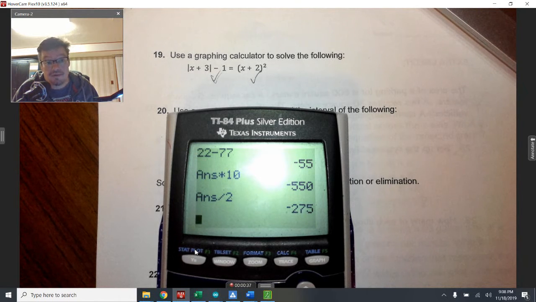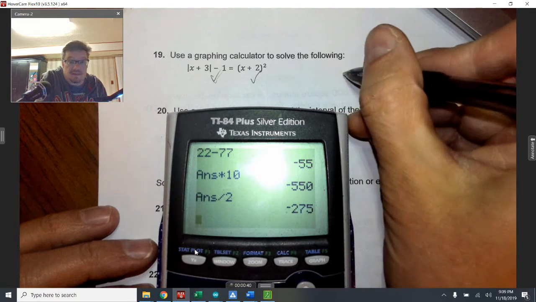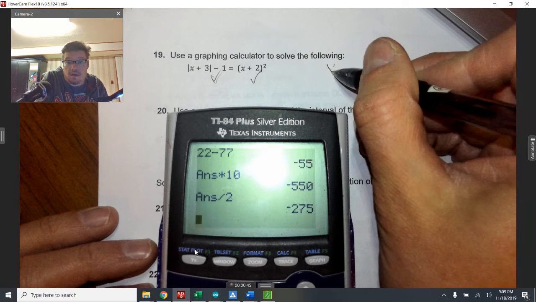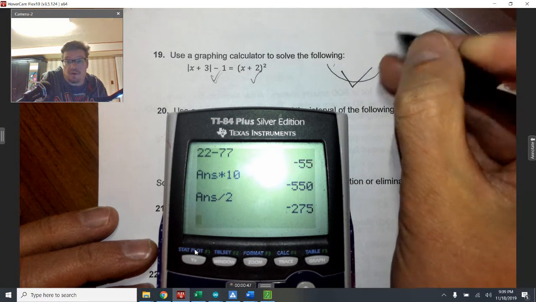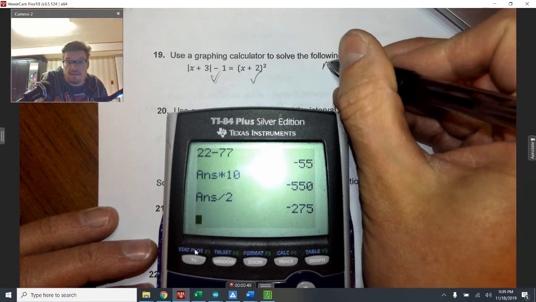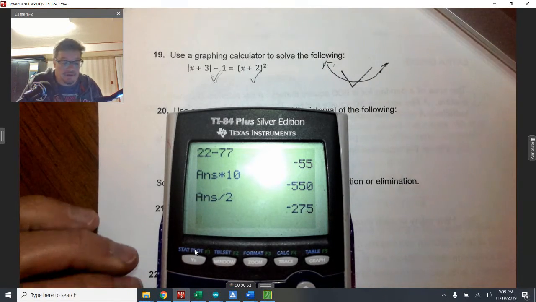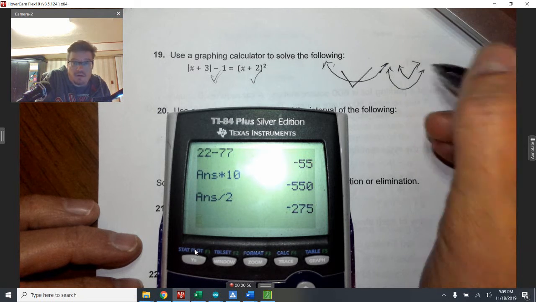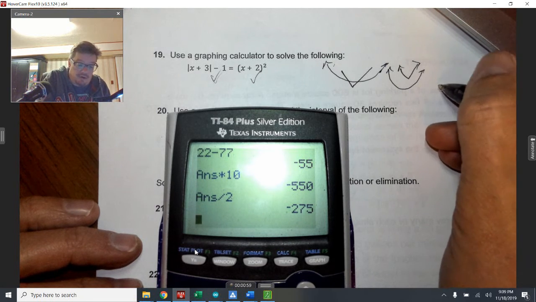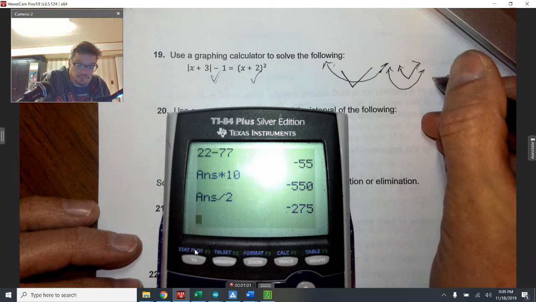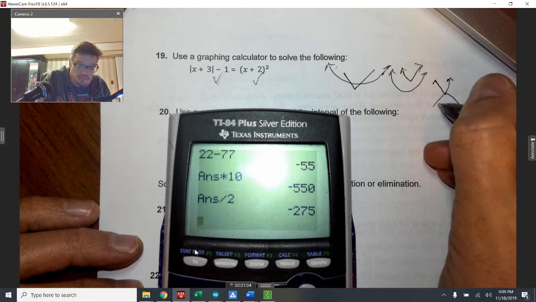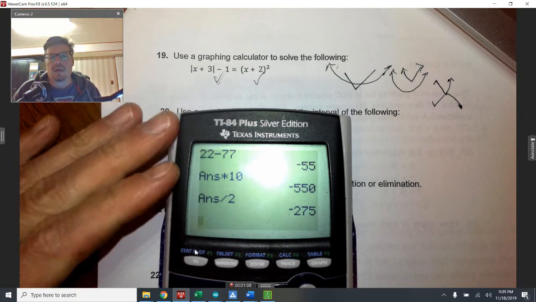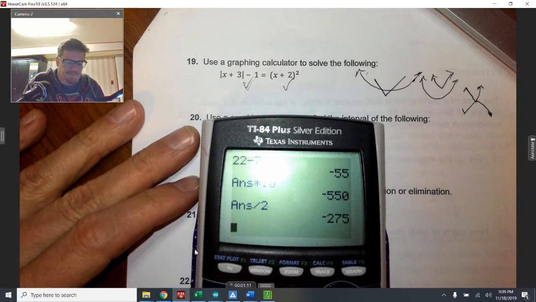Now, the highest number of solutions I could possibly have would be 2, if I had a quadratic passing through that. Or I could have none, or I could just have 1. I mean, there's 3 possibilities. So let's go ahead and type it in.